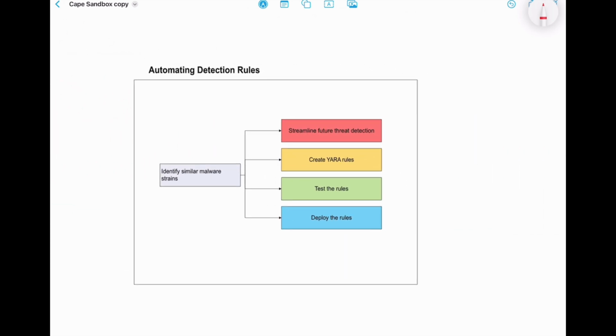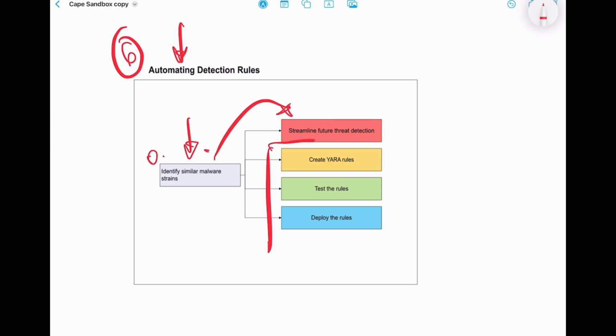And step number 6 would be automating the detection rules. And the objective here is to develop more detection rules to identify similar malware strains. So you need to develop detection rules. Why is this important? Because you need to streamline future threat detection, and you need to improve the incident response rates. How to complete this? Well, those would be the steps that you need to perform. So this is how.